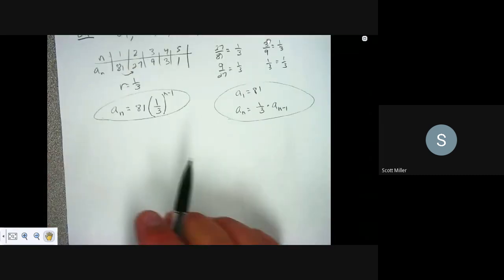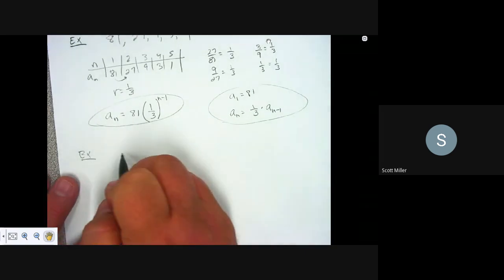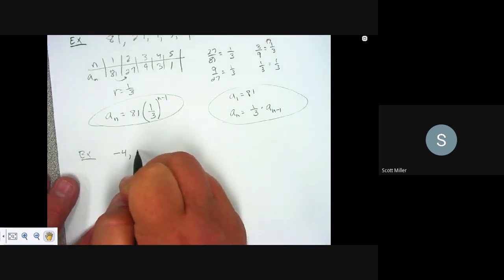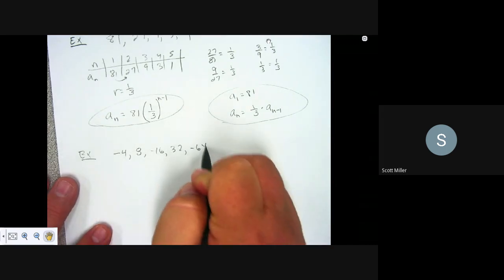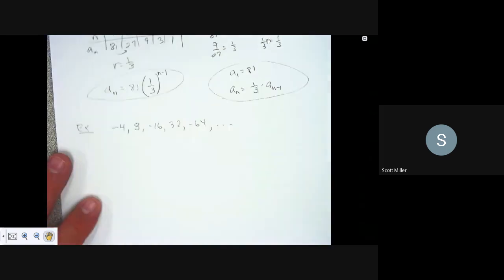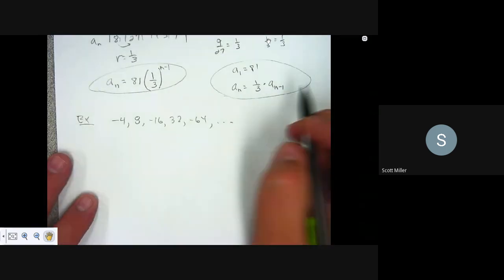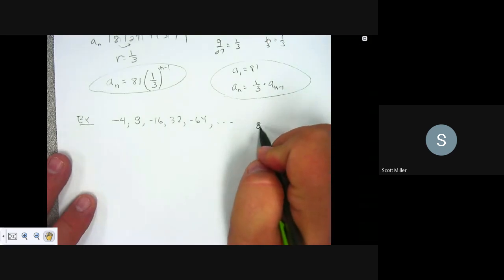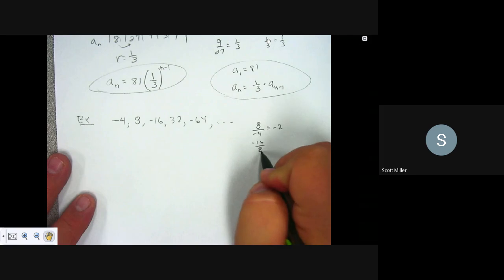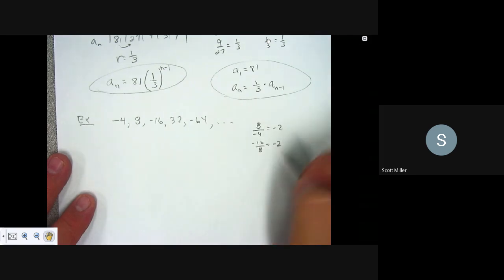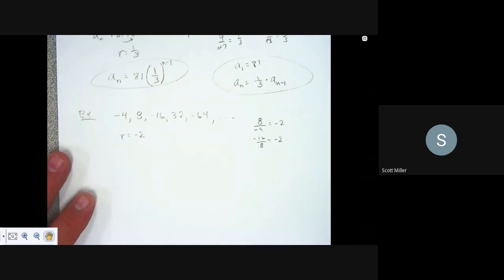I'll do one more for you. And let's do one that kind of changes signs here. See what happens. So this one's alternating. So what is the common ratio going to be? 8 divided by -4 is -2. -16 divided by 8 is still -2. So we can see that our common ratio is going to be -2 this time. And that's okay.